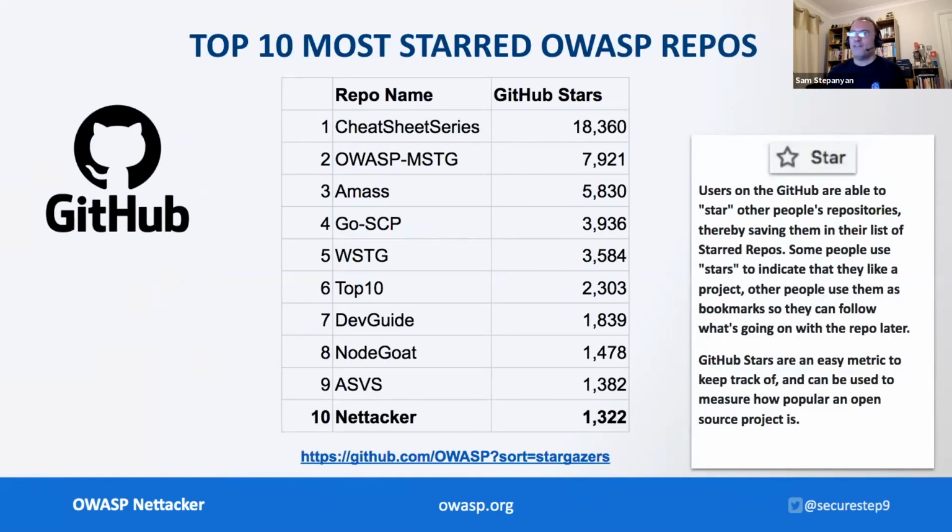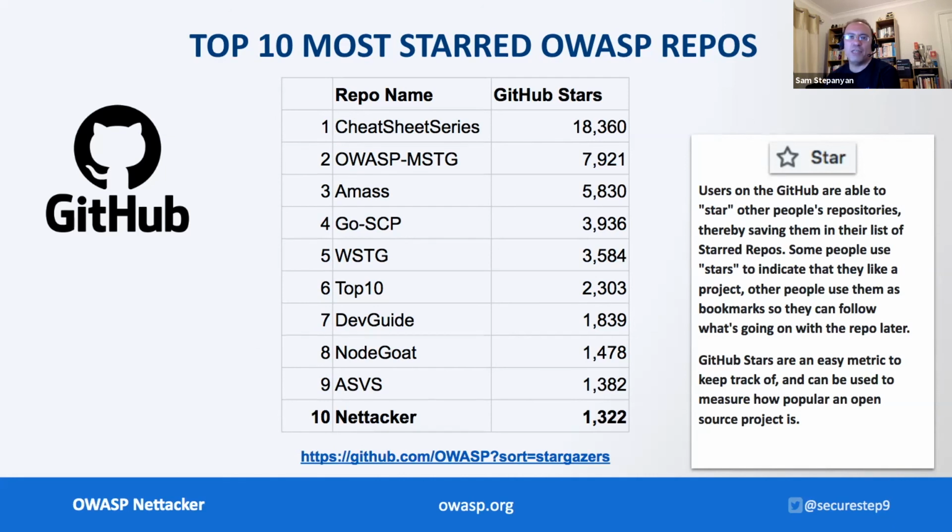Another interesting fact about OWASP Nettacker, which is quite new: we are in the top 10, but not the OWASP Top 10 that you usually know. We are in the OWASP GitHub top 10. So as you know, OWASP has an organizational account on GitHub, and Nettacker is a part of it. So if you go to github.com/OWASP/Nettacker, you have access to the source code of Nettacker.